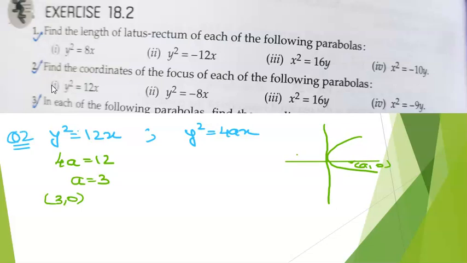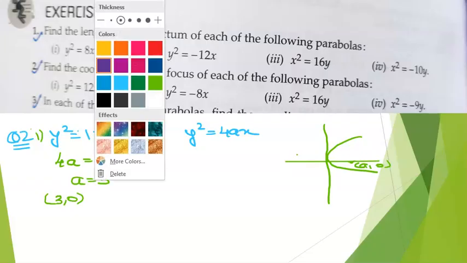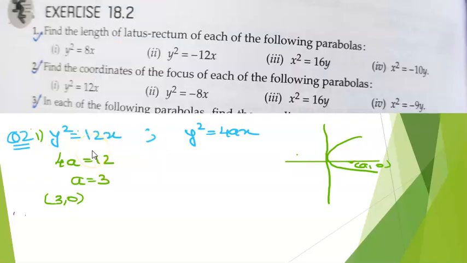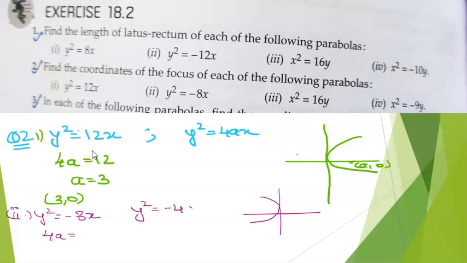Then next, this is the first part. I'll change the ink so it will be easy for you to differentiate. So the second part says y square is equal to minus 8x. So what kind of a parabola is this? This is the negative side and this will become a left hand parabola. So you can compare with y square is equal to minus 4ax. So minus 4a is equal to minus 8. Minus and minus cancel, so a is equal to 2.